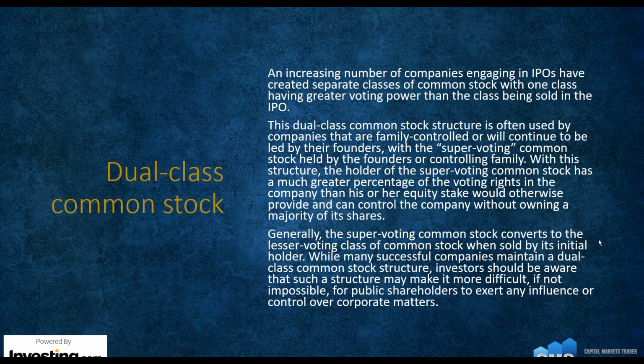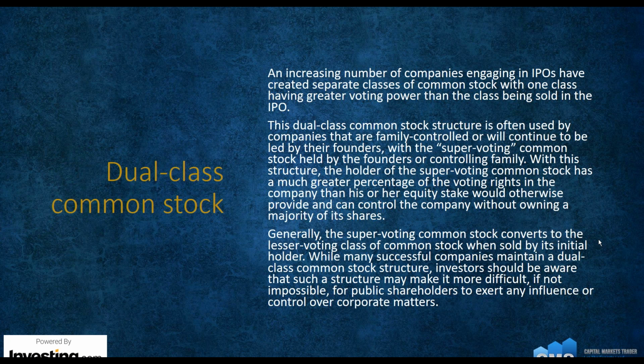This dual class of common stock structure is often used by companies that are family controlled or will continue to be led by their founders, with the super voting common stock held by the founders or controlling family. With this structure, the holder of the super voting common stock has a much greater percentage of the voting rights in the company than his or her equity stake would otherwise promote, and can control the company without owning a majority of its shares.